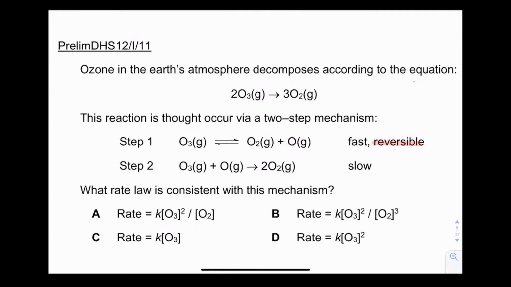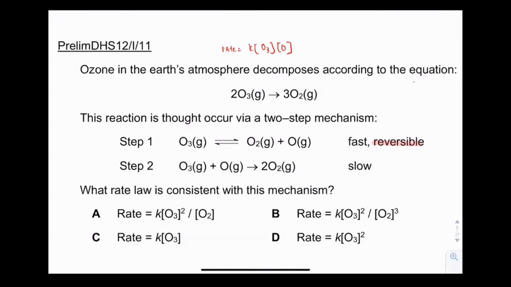For this type of question, we know that the rate of the reaction is dependent on the slow step, because the slow step being the slowest is the bottleneck for the reaction. Hence, the rate law is dependent on just the slow step. So in this case, this is the rate equation that we have: rate equals k times concentration of ozone times concentration of oxygen atom.